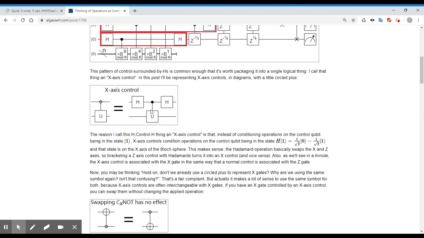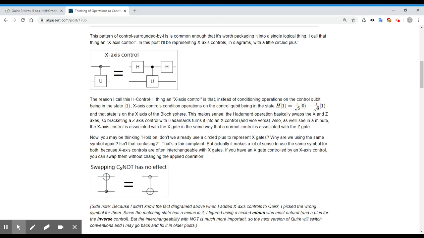So basically these. The reason I call this H control H thing an x-axis control is that instead of conditioning operations on the control qubit being in the state 1, an x-axis control conditions operations on the control qubit being in the state minus. And that state is on the x-axis of the Bloch sphere. This makes sense. The Hadamard operation basically swaps the x and the z axis, so bracketing a z control with Hadamard turns it into an x control, and vice versa. As we'll see in a minute, the x-axis control is associated with the x gate in the same way that a normal control is associated with the z gate.